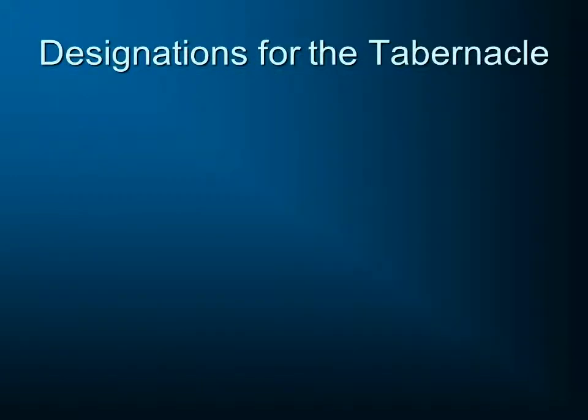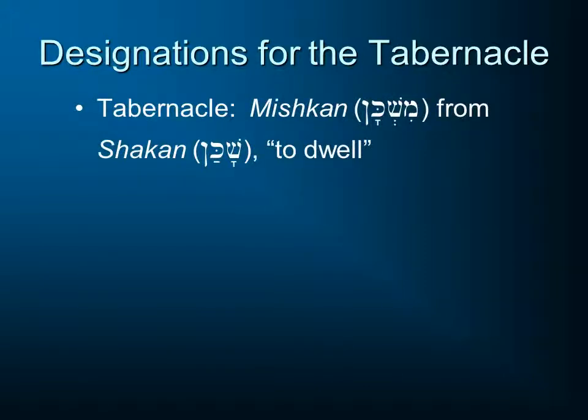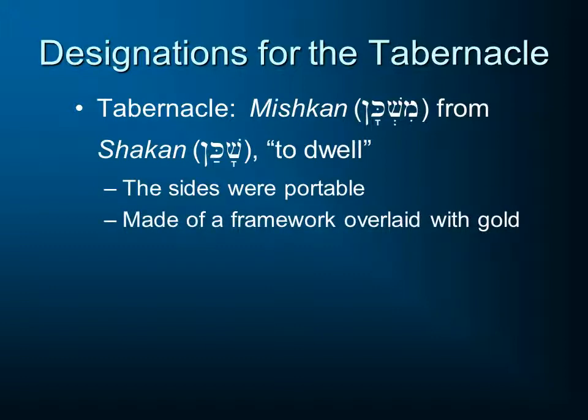Now, prior to this we have the tabernacle. And the tabernacle had been described in several ways. First of all, the Hebrew word for tabernacle is mishkan. It comes from the word shakan, to dwell. So it was the place of dwelling. Who dwelt there? This was the place where the Lord dwelled. The sides were portable. It was made of a framework overlaid with gold. And there was a curtain over the structure.